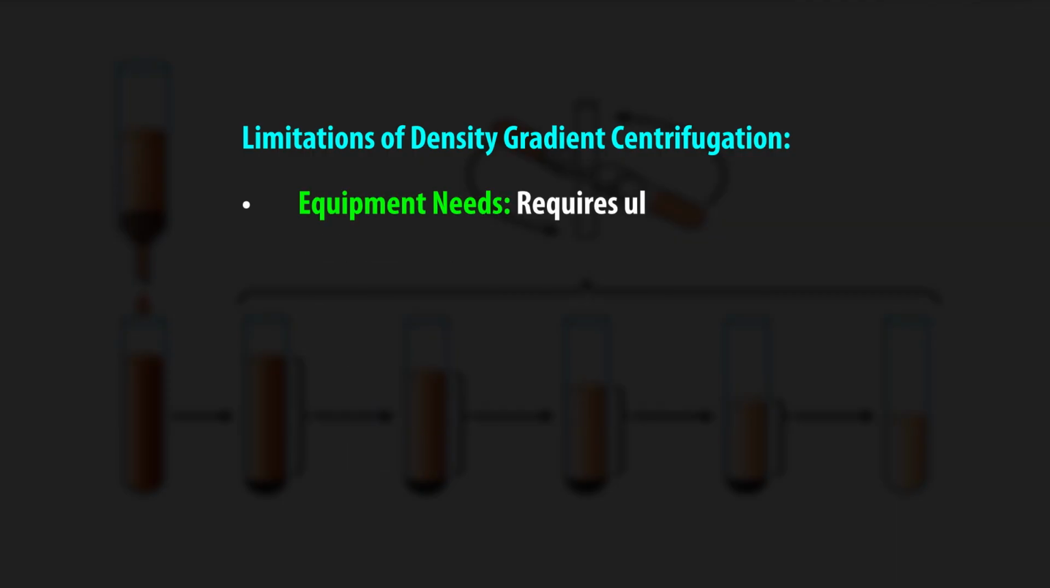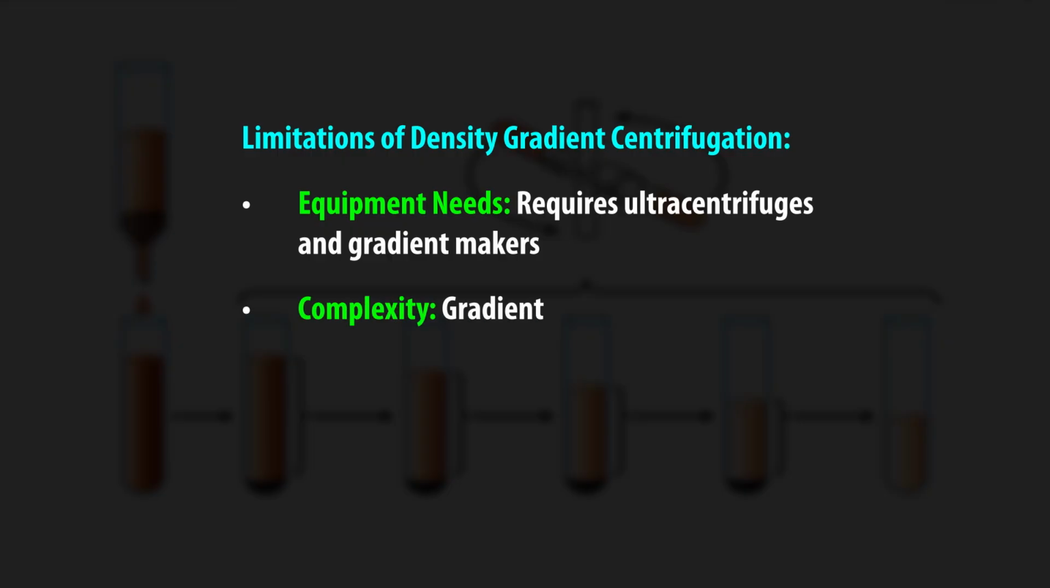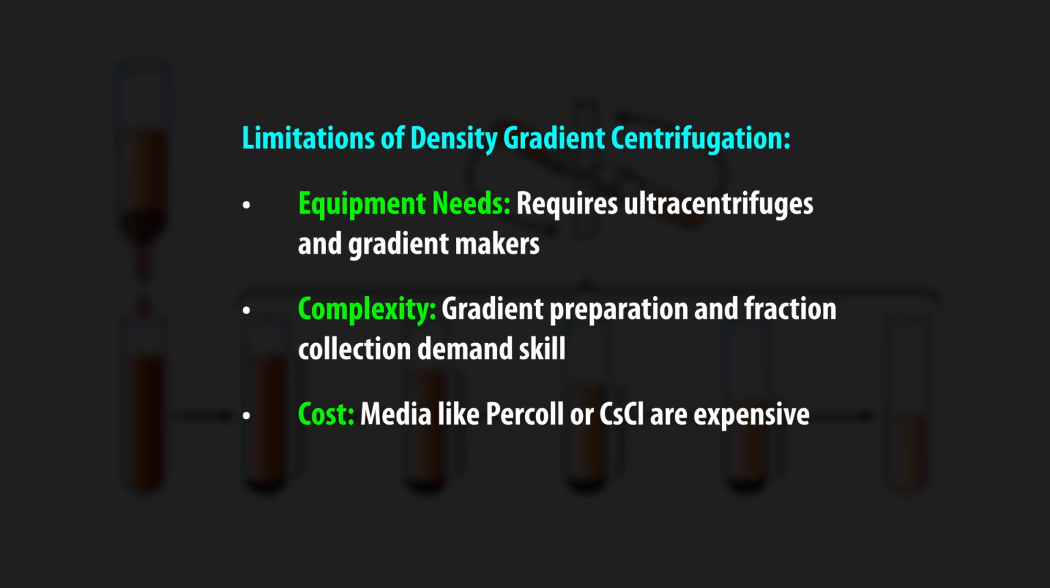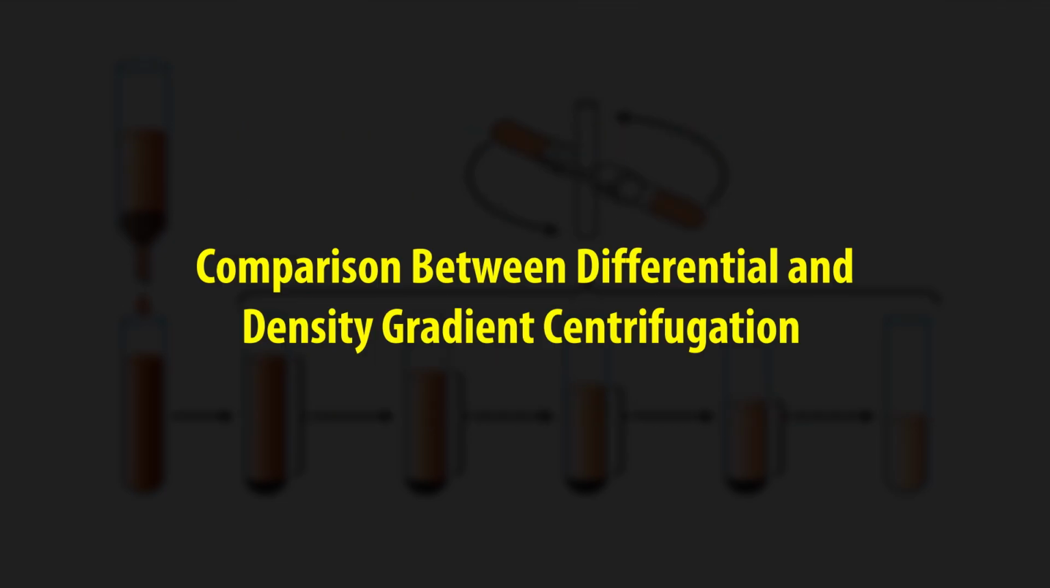Equipment needs. It requires ultracentrifuges and gradient makers. Next is the complexity. Gradient preparation and fraction collection demand skill. Next is the cost. Media like Percoll or cesium chloride are expensive. Dear students, we will now discuss the comparison between differential and density gradient centrifugation.